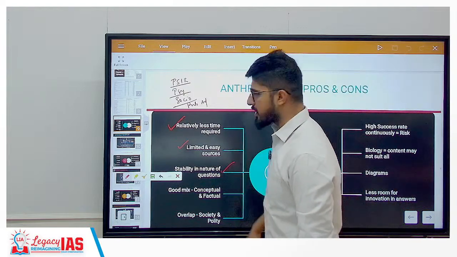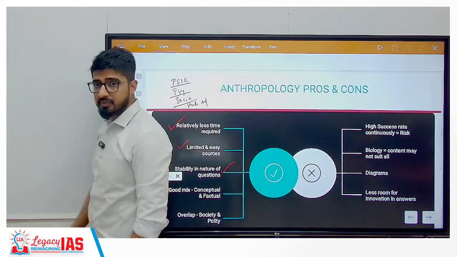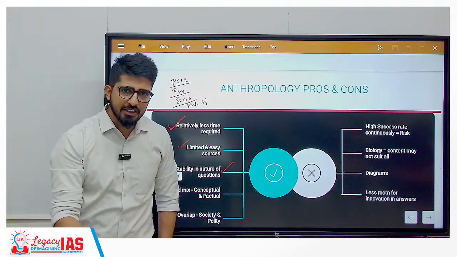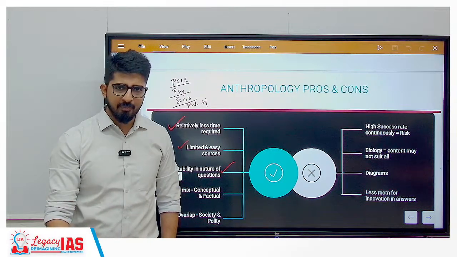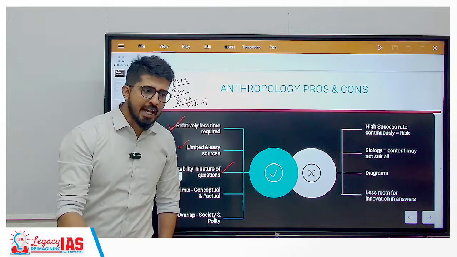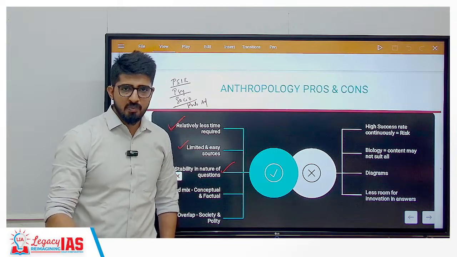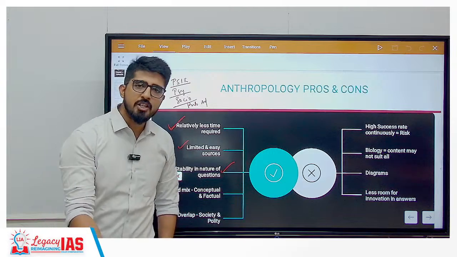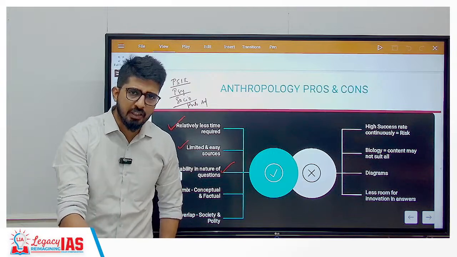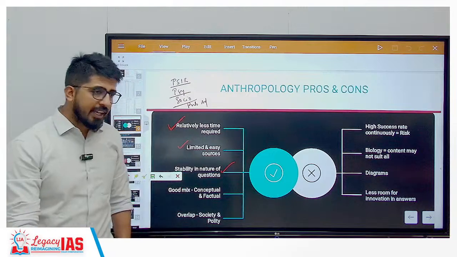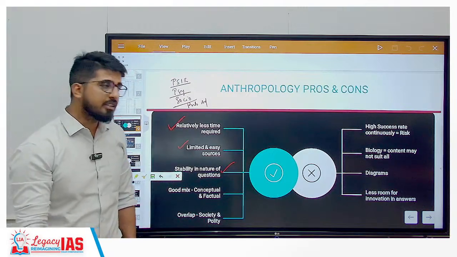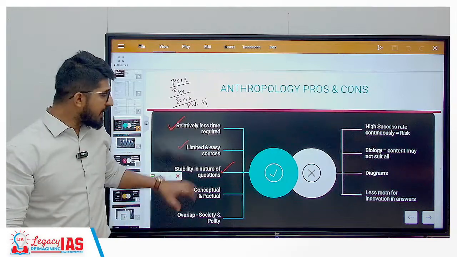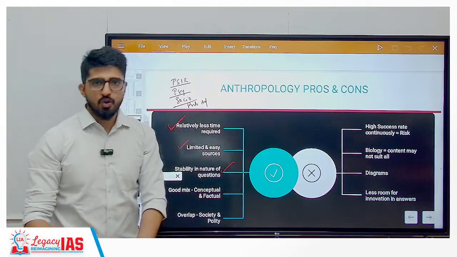The nature of the questions is quite stable. That is, the areas from where the questions are being asked has remained almost the same. So you see that, even in your GS, when you observe, there are some areas where there will be questions for sure. For example, in geography, a monsoon related question is for sure. Pretty much the same way in anthropology as an optional, the questions that come in the paper will be from almost the same areas.